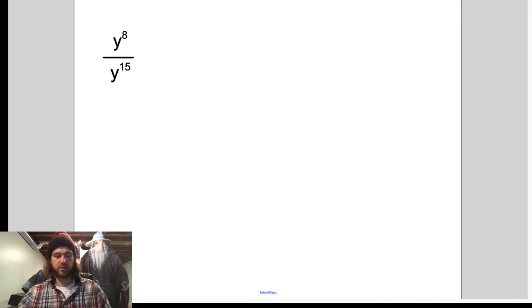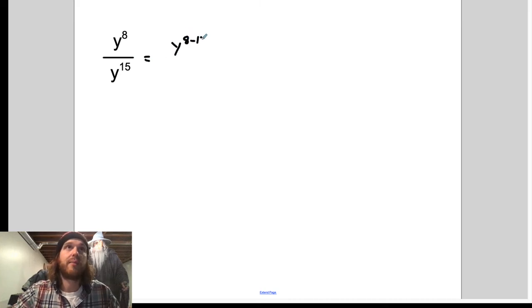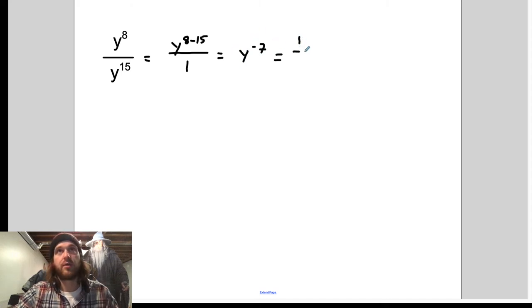Let's see some simpler examples here. y to the 8th divided by y to the 15th. Look, you don't want me to write out 15 y's and 8 y's and cross them off. It's a waste of your time. So let's just apply the rule. This is y to the 8 minus 15 in the numerator, which is y to the negative 7. And since this is a negative exponent, we want to move it down to the denominator to keep all of our exponents positive in our answer.